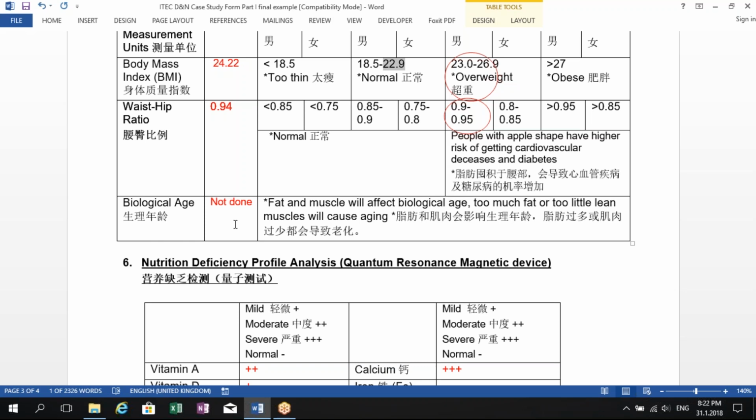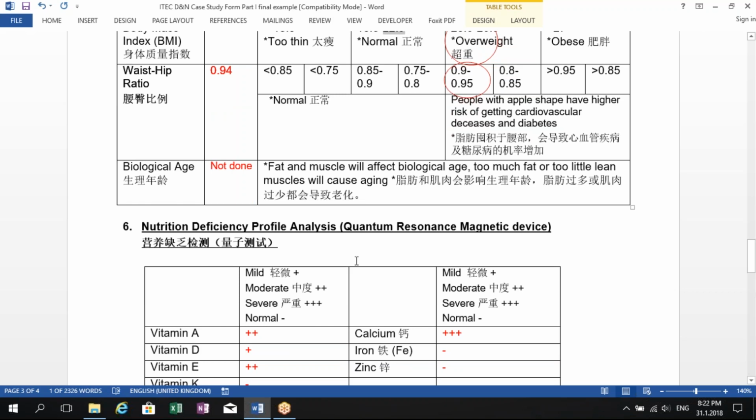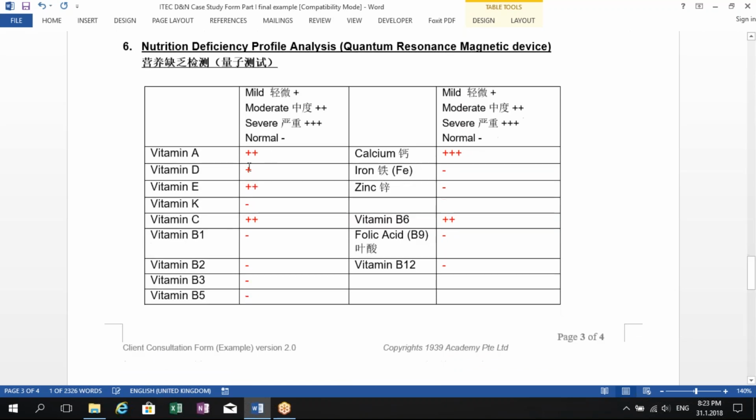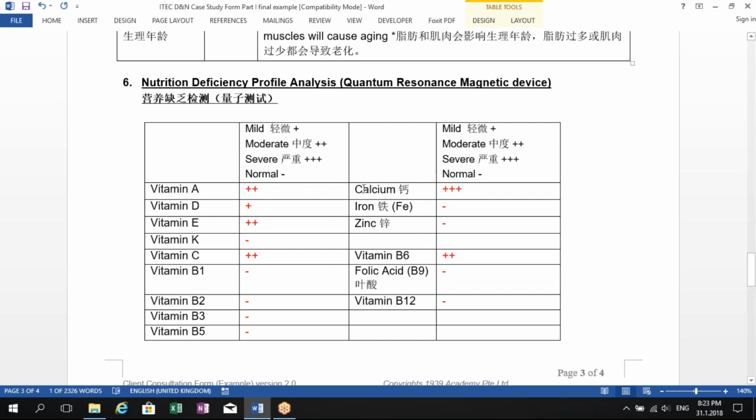So you only do it if your client can come here and measure. If the measurement cannot be taken, then forget about it. So biological age and the nutrient analysis is optional. It's not an ITEC requirement. It's our academy, we just want the students to learn. But if they manage to come here and do some measurement, please put the result here.